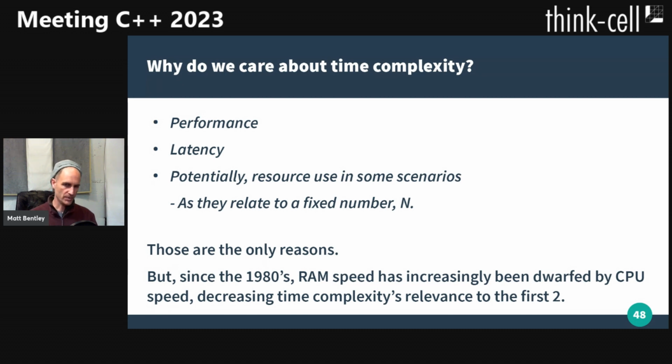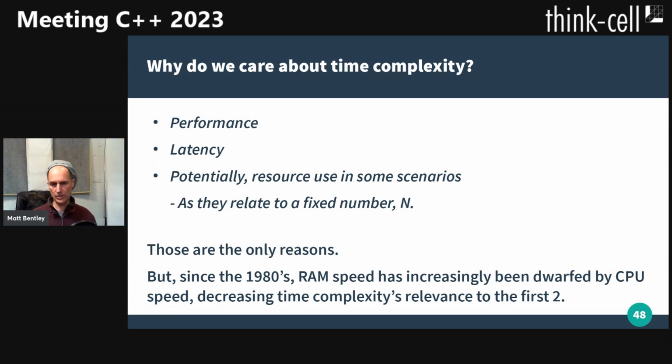Now, we won't go into resource use. That is a valid concern. It's not actually one that comes up that often, though, so we'll focus on the first two there. And the problem is that, since the earlier days of computers, RAM speed has increasingly been dwarfed by CPU speed, as almost everybody knows now.